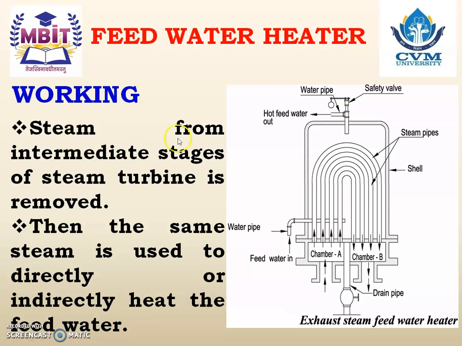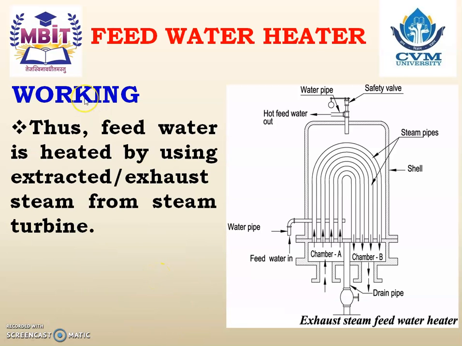Working. Steam from intermediate stages of steam turbine is removed, and the same steam is used to directly or indirectly heat the feed water. Thus the feed water is heated by using extracted or exhausted steam from the steam turbine.